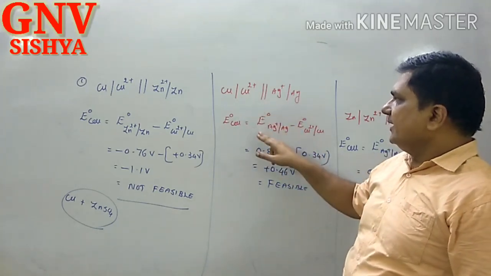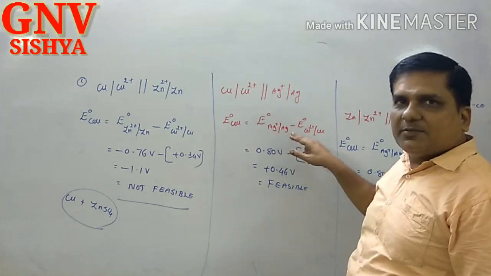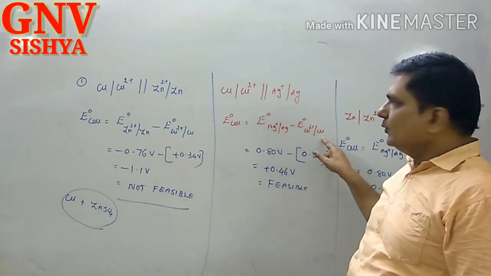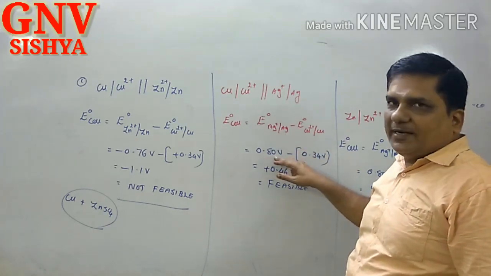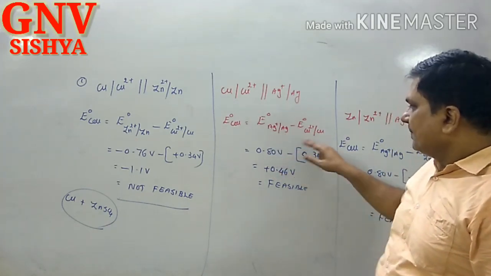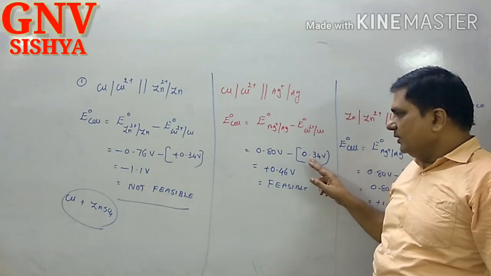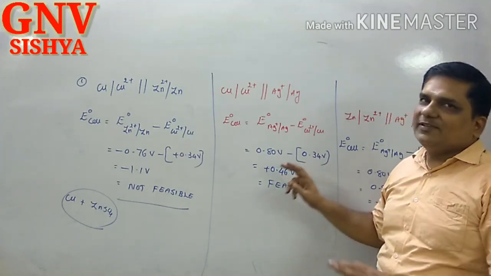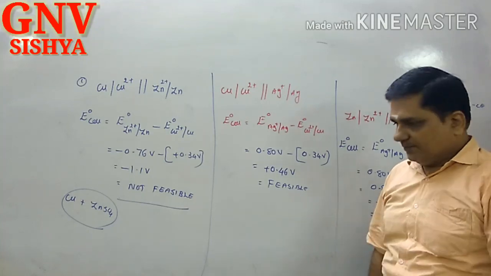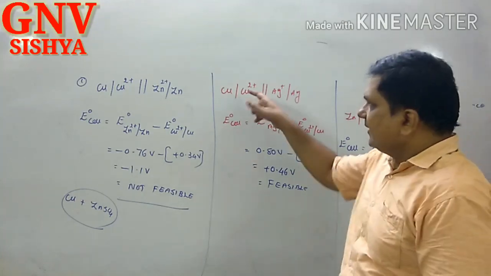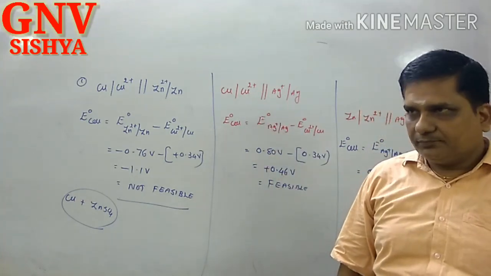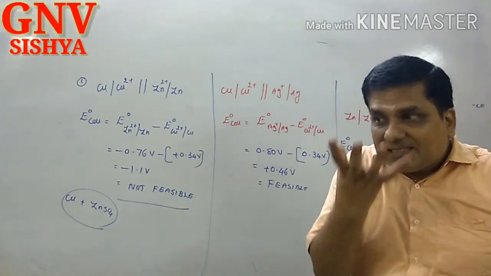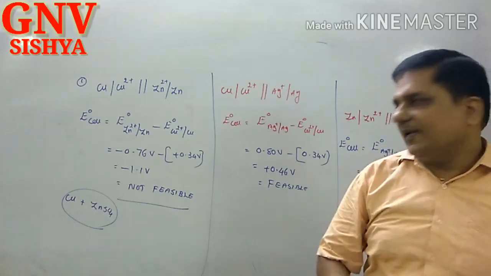Cathode minus anode. E naught of Ag plus bar Ag minus E naught of Cu2 plus bar Cu. Ag plus bar Ag is 0.80 volt minus this, 0.34 volt. When you subtract, you get 0.46 volt. The cell is feasible. So, here, what type of questions can be asked? First, is it advisable to store silver nitrate solution in a copper container?